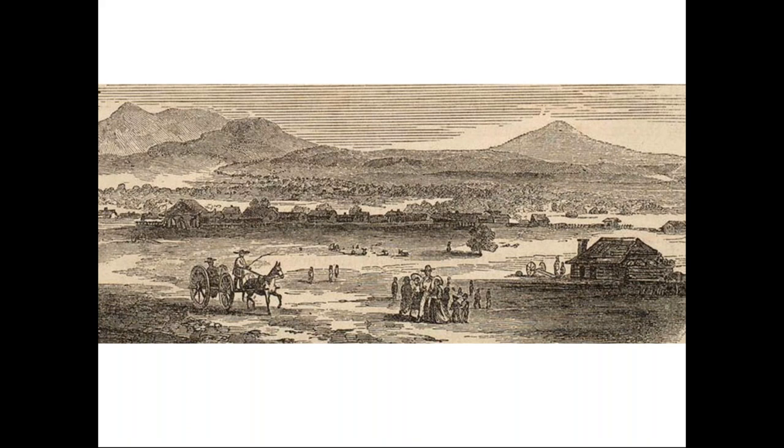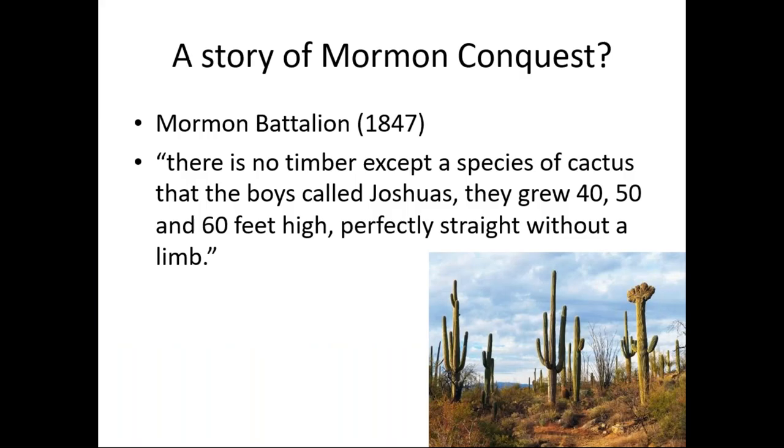They don't know where those records are. And so somebody let Cain have a little bit of admin time, and Cain went for it and he found it. The first reference to Joshua was in 1847 from the Mormon Battalion near the Gila River in southwestern Arizona. There was no timber except a species of cactus called the Joshuas, 40, 50, 60 feet tall. And what I cut out of this is that they even had arrowheads that were shot at them because they were used as target practice.